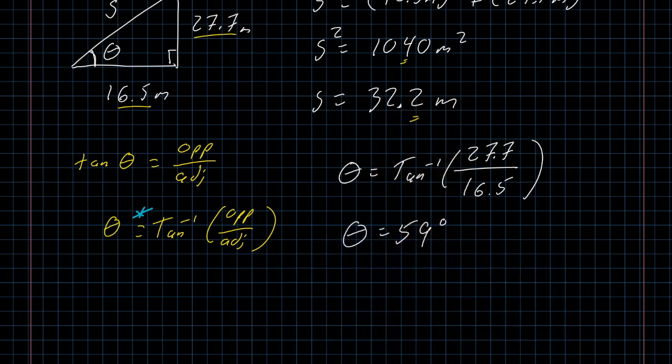All right, so we have our magnitude, we have our direction. All that's left for me to do is to wrap this up by actually writing out the answer. Vector S is equal to 32.2 meters at 59 degrees.